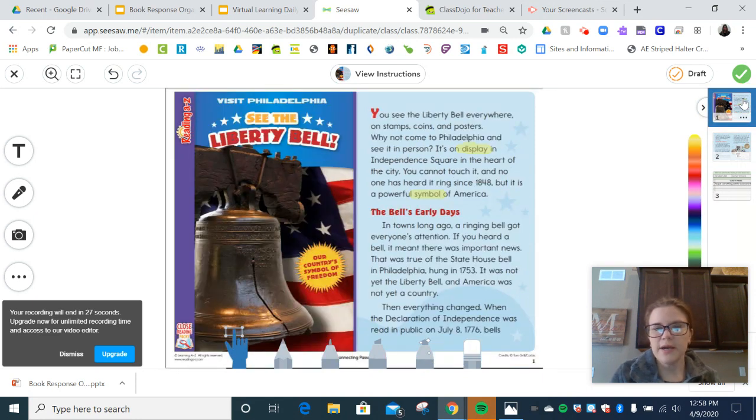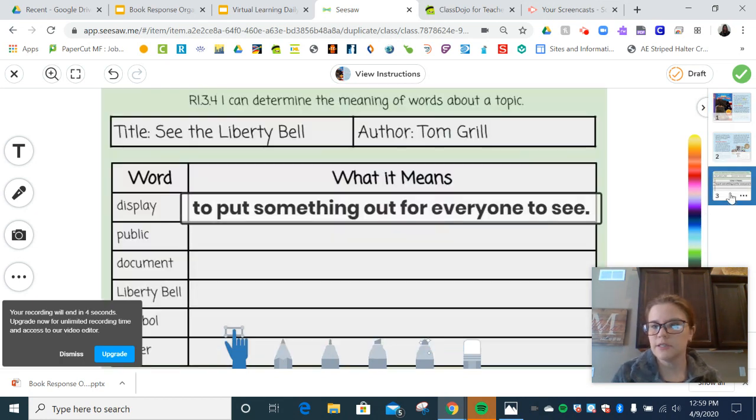Okay, so I go back here. Okay, right here I see that it says our country's symbol of freedom, and it's saying that the Liberty Bell is a symbol. So I guess the way I would describe symbol is that a symbol is something that maybe represents something else or stands for something else. So I'm going to go back over here, okay?